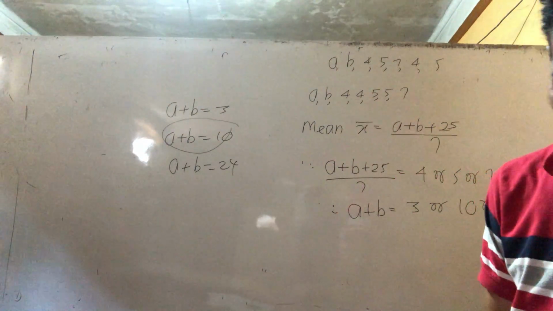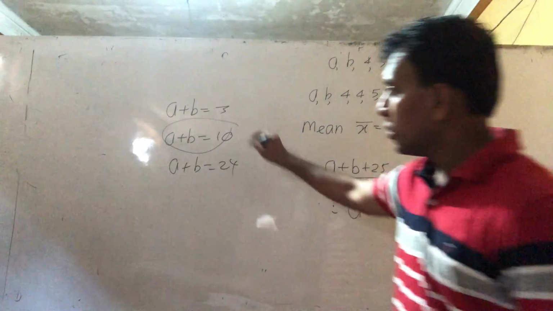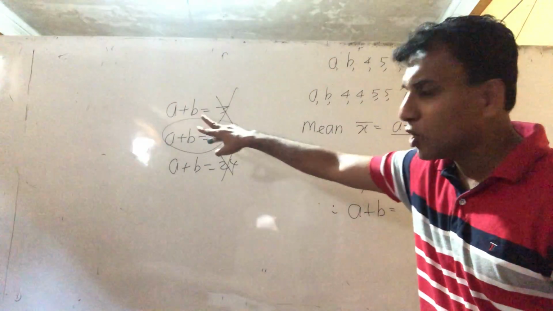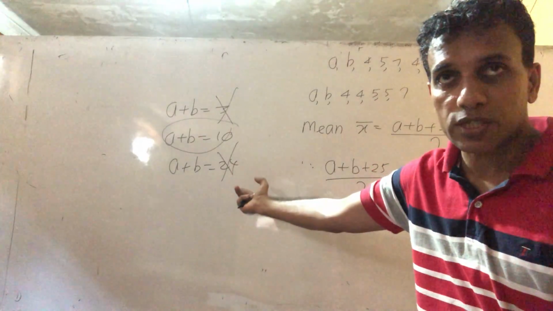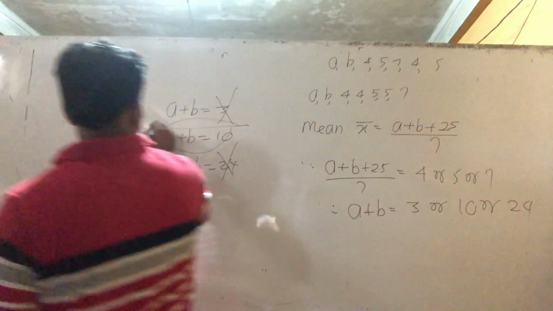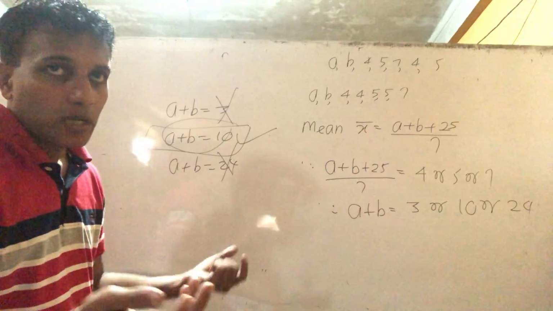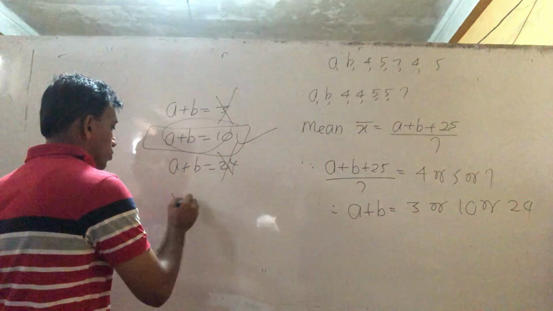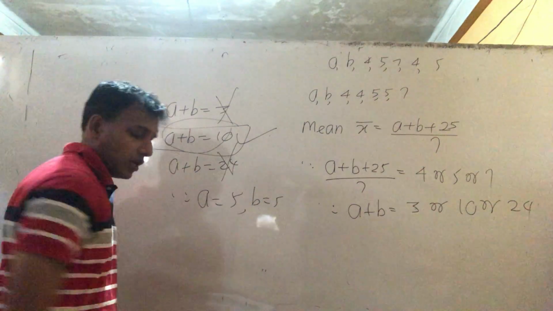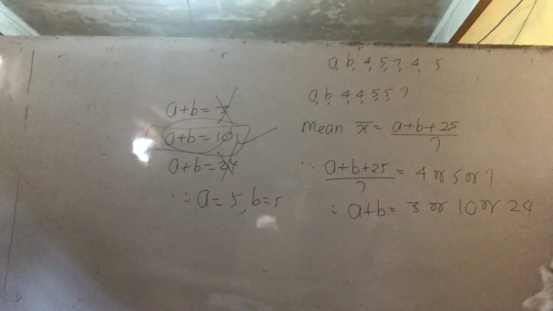A plus B cannot be 3 or 24, because if you put these values, it does not equate. The LHS does not come to the RHS, and the mode and mean do not become equal. Therefore, the only possibility is A plus B is 10, A 5, B 5. The A value and B value are 5. But the question is, find the variance of this system.